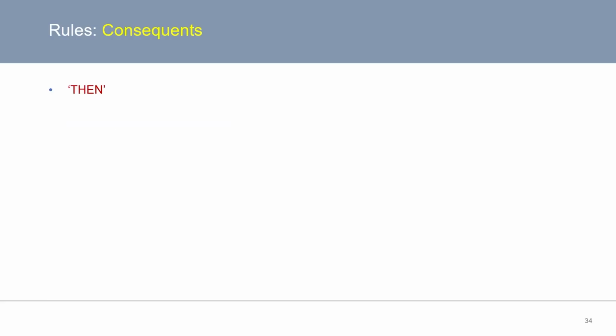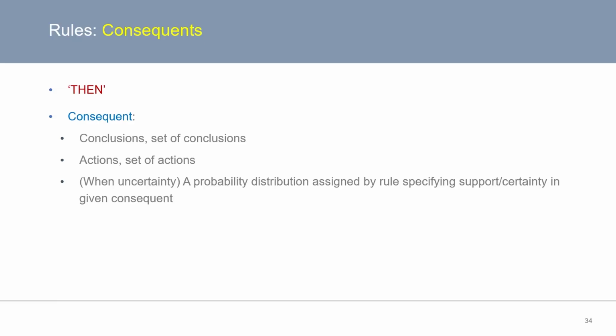Now let's take a closer look at the conclusion, or the consequent, of the rule. This is the then portion. And the consequent can either be a single conclusion or even a set of conclusions. Similarly, it can be a single action or set of actions. Additionally, where there is uncertainty, each consequent can have a probability distribution assigned by the rule, specifying the support or certainty for that given consequent.